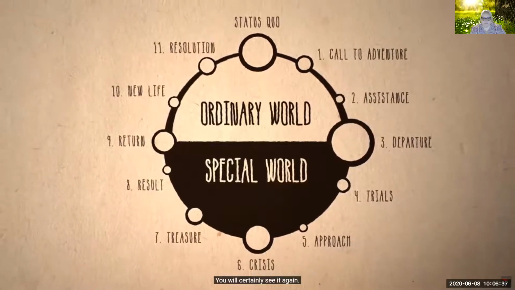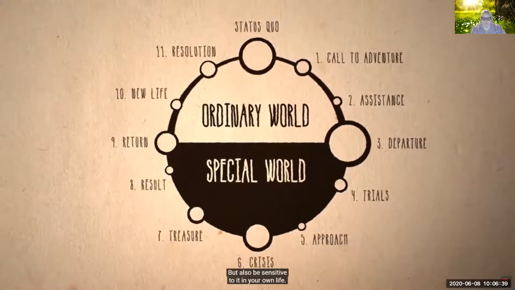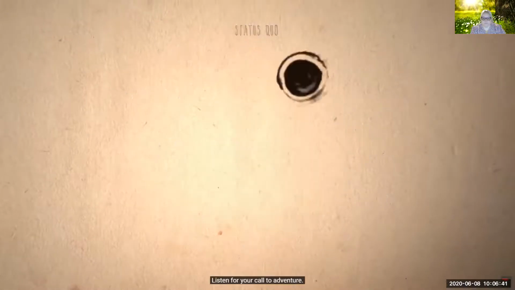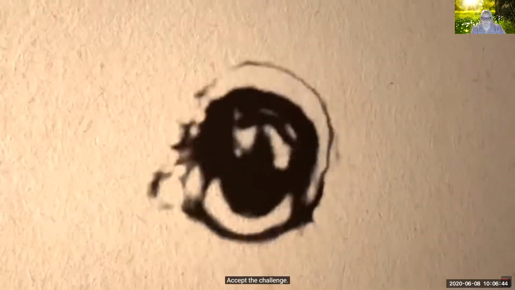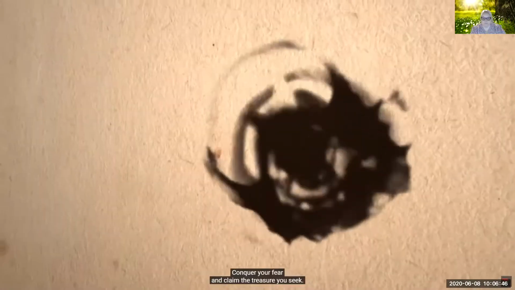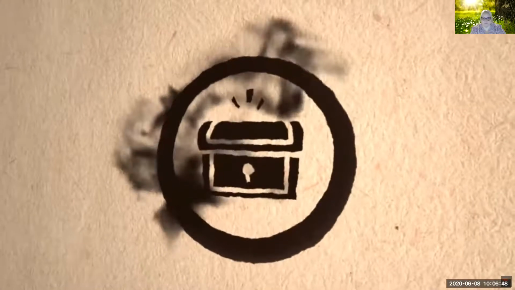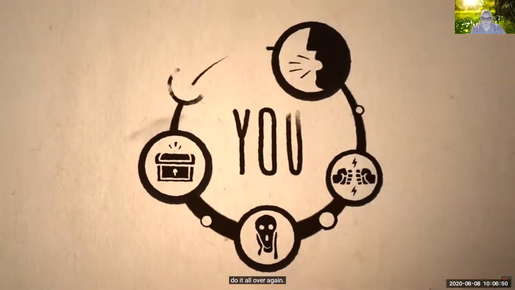You will certainly see it again, but also be sensitive to it in your own life. Listen for your call to adventure. Accept the challenge. Conquer your fear and claim the treasure you seek. And then do it all over again.